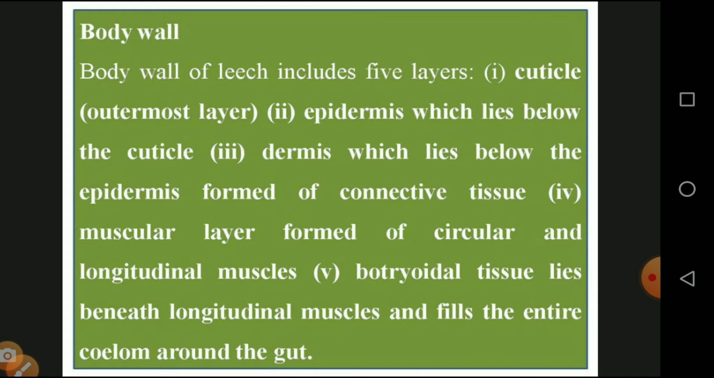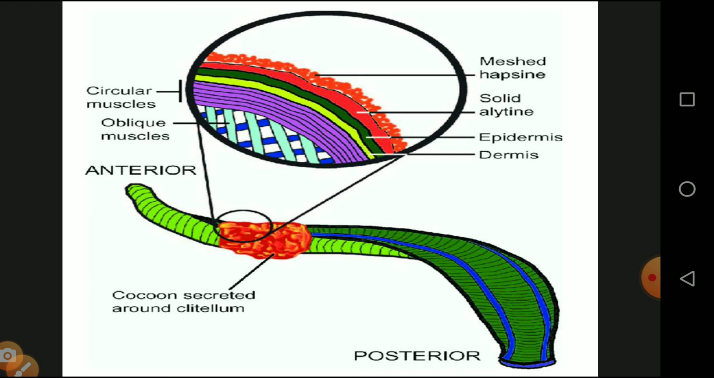Number one is the cuticle, the outermost layer. Epidermis lies below the cuticle. And dermis lies below the epidermis, found in the connective tissue. The connective tissue is available in various forms, with the presence of blood. The muscular layer is formed of circular and longitudinal muscles. It is a circular worm, so the circular muscles and the longitudinal muscles are present for movement. Botryoidal tissue is below the longitudinal muscles and fills the entire coelom around the gut. The gut is in the form of the body cavity, so the entire body cavity is covered with botryoidal tissue. And this is the diagrammatic representation of the various types of tissue in the leech body.